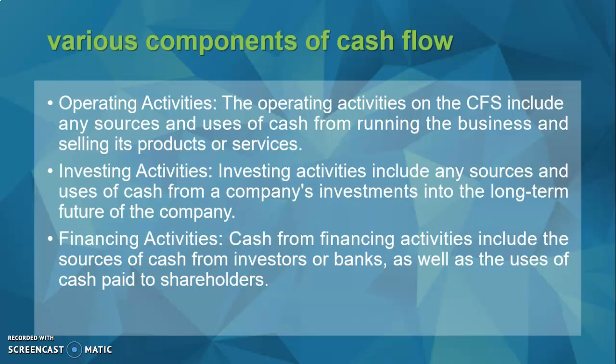The last activity is financing activities. Cash from financing activities includes the sources of cash from investors or banks, as well as the uses of cash paid to shareholders. Financing activities include debt issuance, equity issuance, stock repurchase, loans, dividends paid, and repayment of debt. The cash flow statement reconciles the income statement with the balance sheet in three major business activities.